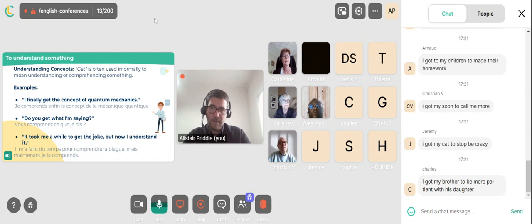To understand something. Understanding concepts. Get is often used informally to mean understanding or comprehending something. Let's check some examples. I finally get the concept of quantum mechanics. Do you get what I'm saying? It took me a while to get the joke, but now I understand it.